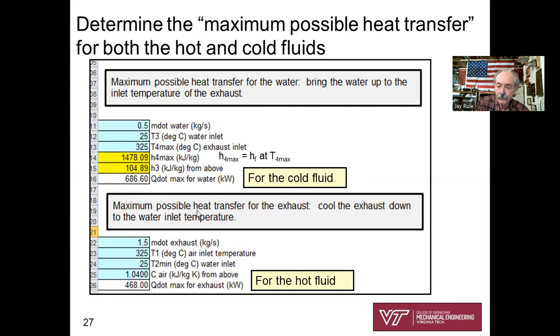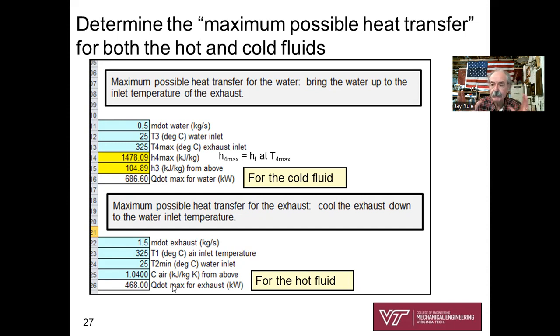Now we're going to study the second theoretical situation. What's the maximum possible heat transfer that we could get out of the exhaust? In other words, cool the exhaust down to the inlet water temperature. That's the coldest we could get the exhaust gas, okay? And so the coldest T2 minimum is 25 degrees C. That's the inlet of the cold fluid. So we've got an ideal gas with constant specific heat. We'll apply our first law for the air and solve for Q dot maximum from the air, 468 kilowatts.